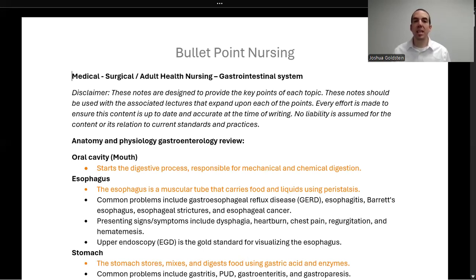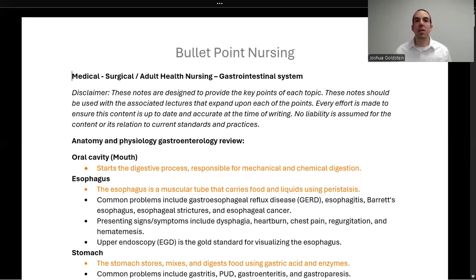So we start, the GI system begins with the mouth. It's the oral cavity, and that starts the digestive process. It's responsible for two things, mechanical and chemical digestion. What does that mean? Mechanical is the physical crushing, the physical breaking down of what we eat, and the chemical digestion is where the enzymes in our saliva start to actually chemically break down the food that we eat.